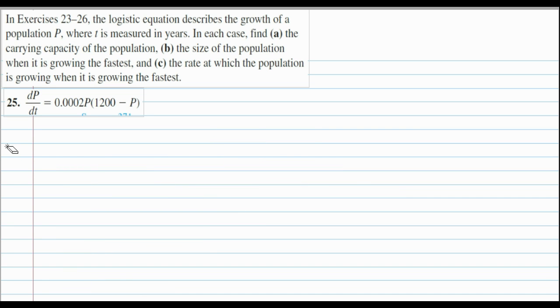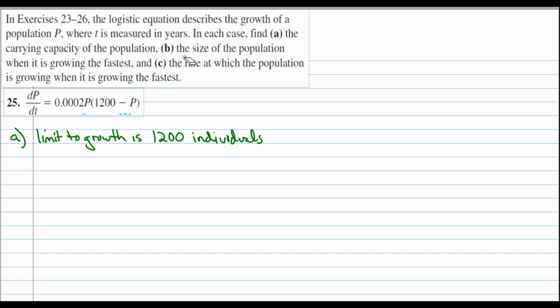It says the logistic equation describes the growth of a population P where t is measured in years. In each case, find A, the carrying capacity of the population. Alright, so the carrying capacity, I can tell that I'm not just dealing with exponential growth, but now I'm dealing with logistic growth. And that M value, 1200, is going to be the limit to growth, or the maximum carrying capacity. We used to call it limit to growth in pre-calc. It means the same thing.